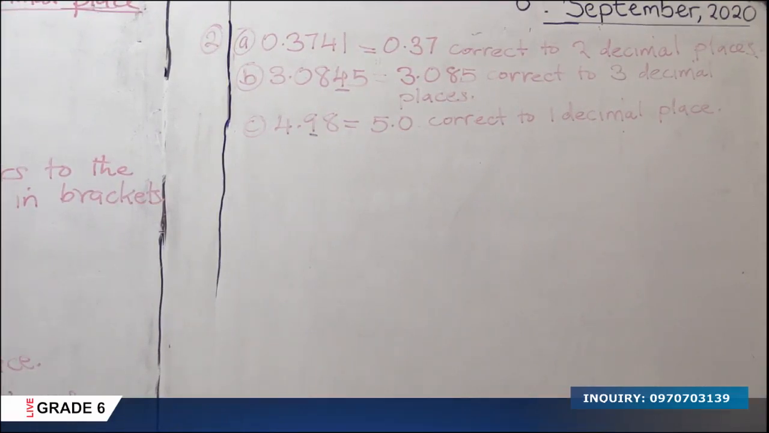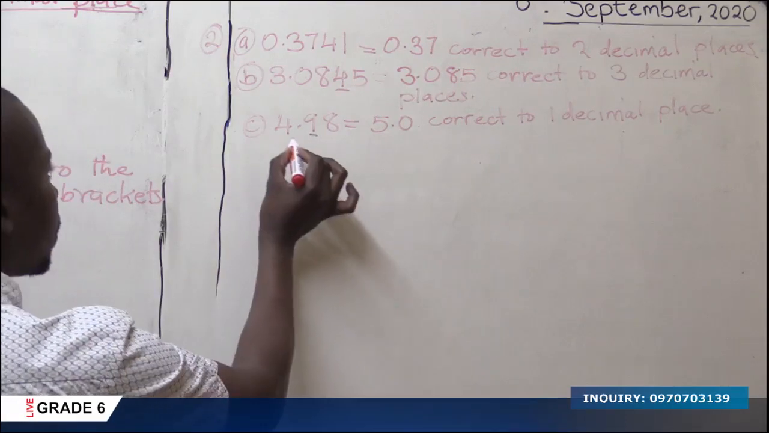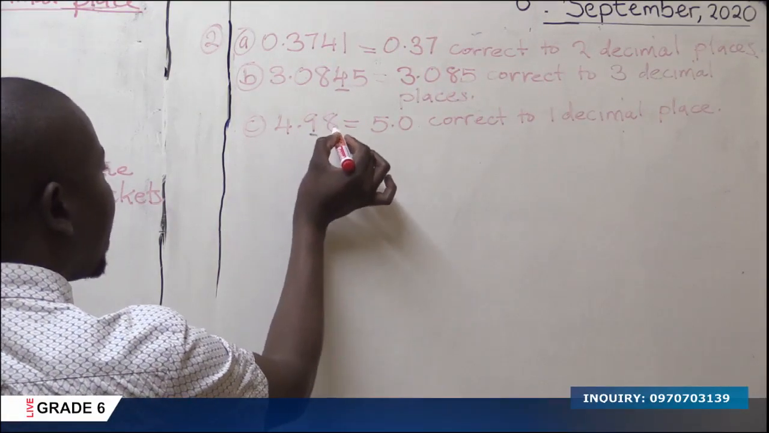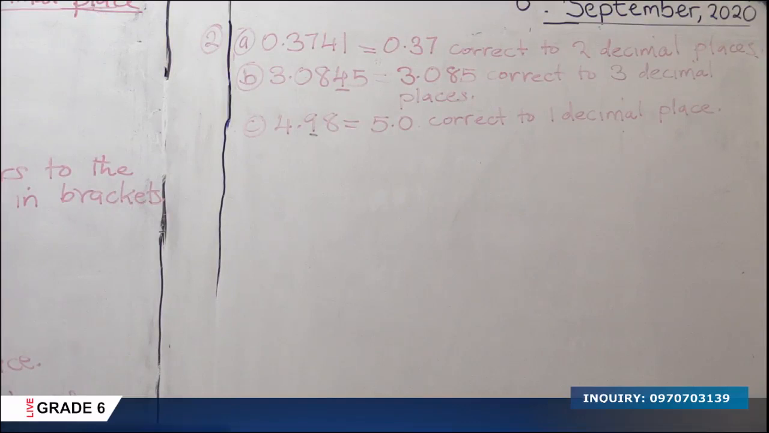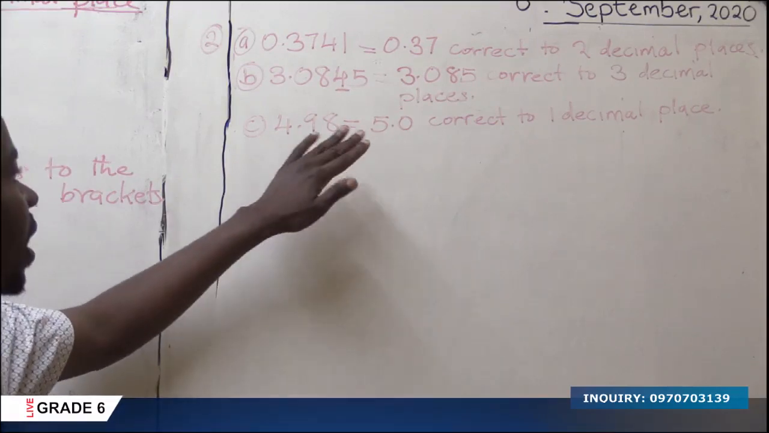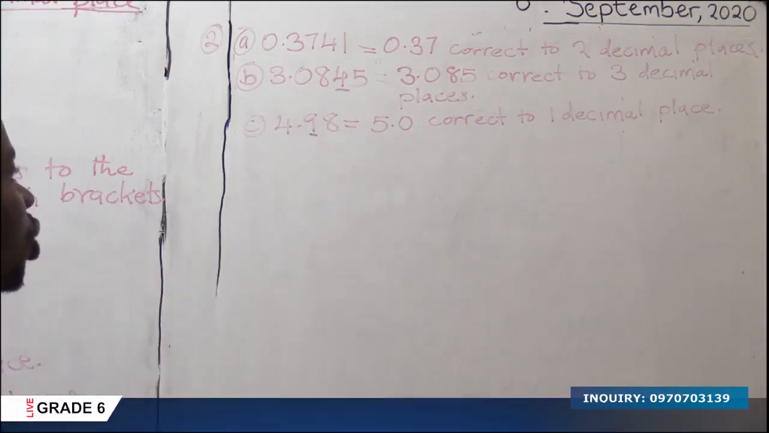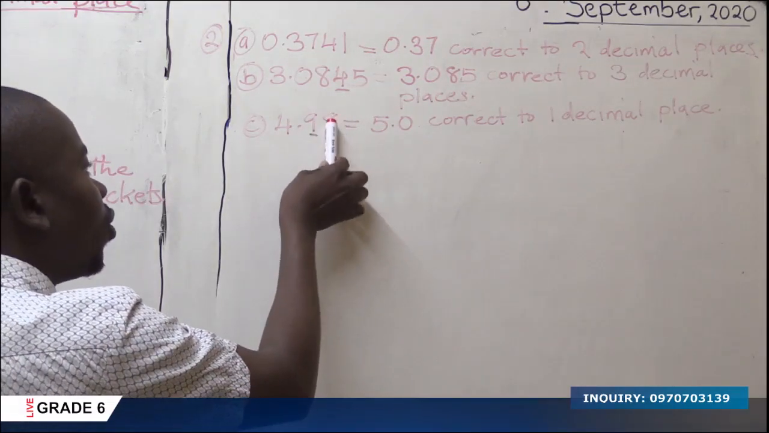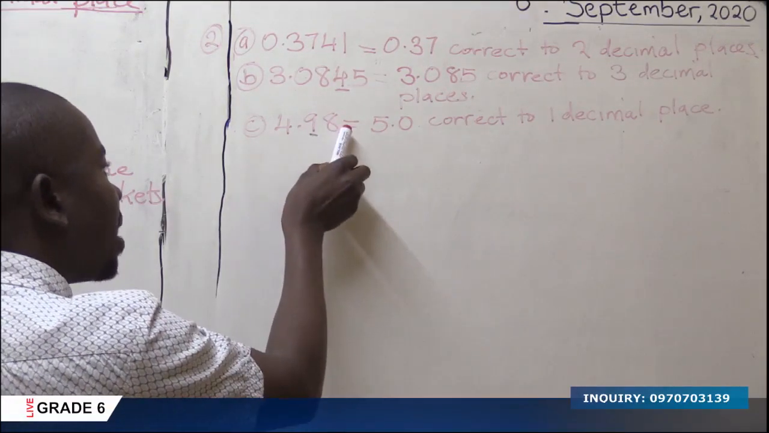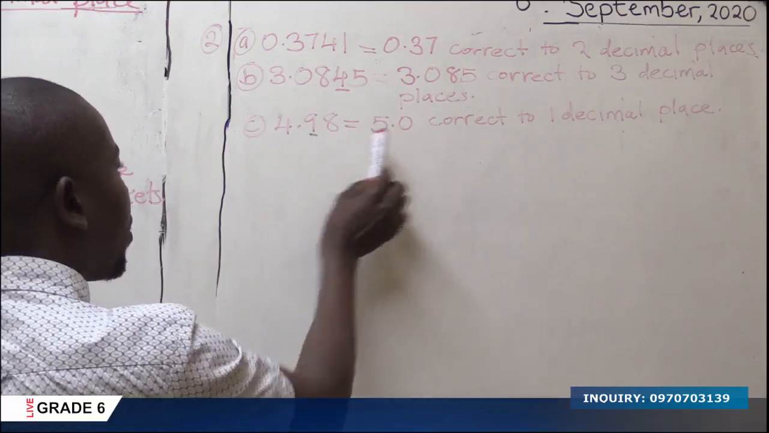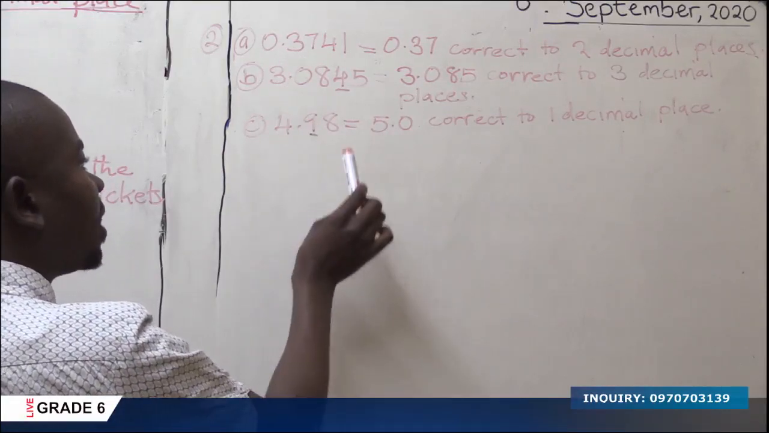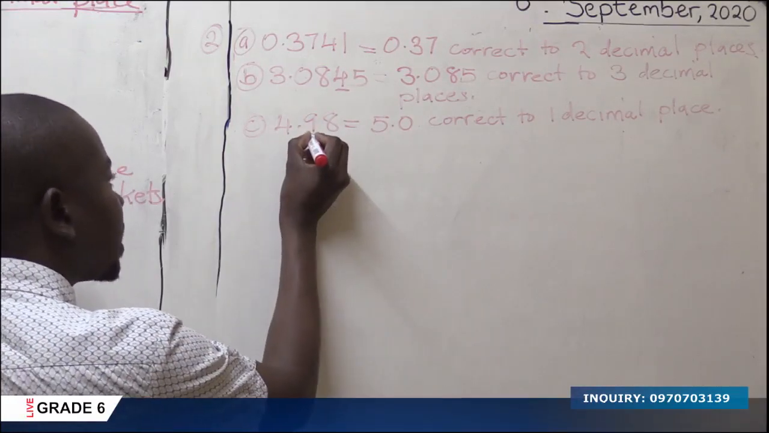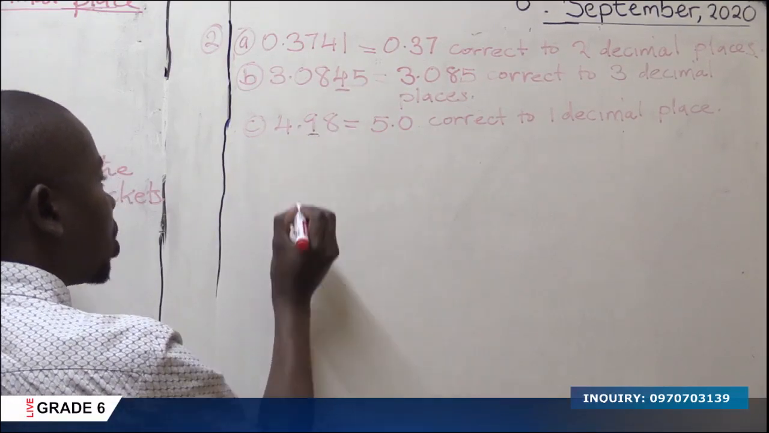Okay, I've seen the question. So this is 4.98. And boys and girls, remember I said if a number is between 5 and 9, you get 1 from the next number, which is to the right. So remember, we are rounding off 4.98 to 1 decimal place. And 1 decimal place is just here, the first decimal place.